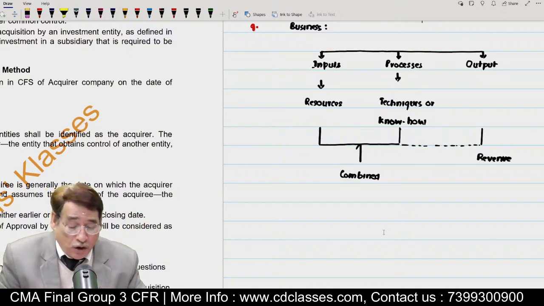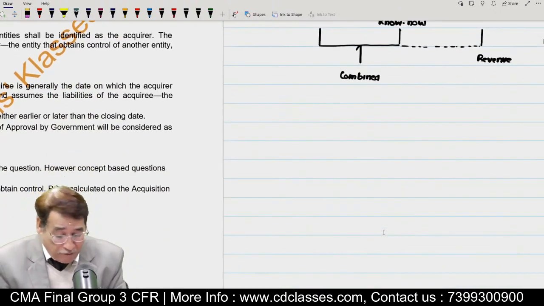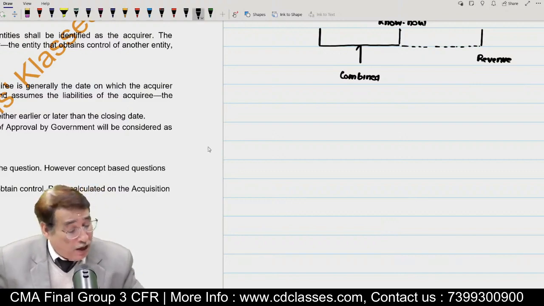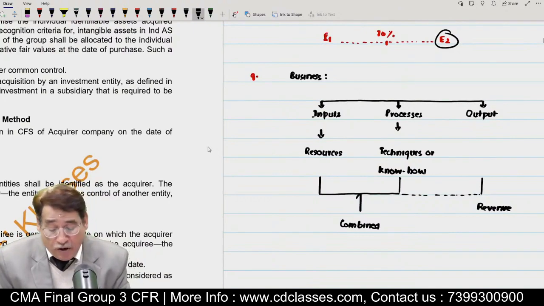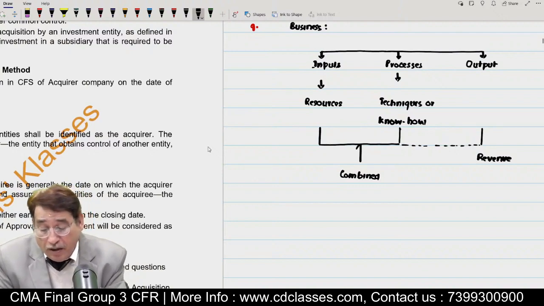Is it clear to you or not? This is the point actually which you need to understand. After having taken care of all these things, now we move over to the next part, and the next part is the accounting part. Obviously, this is an important part.